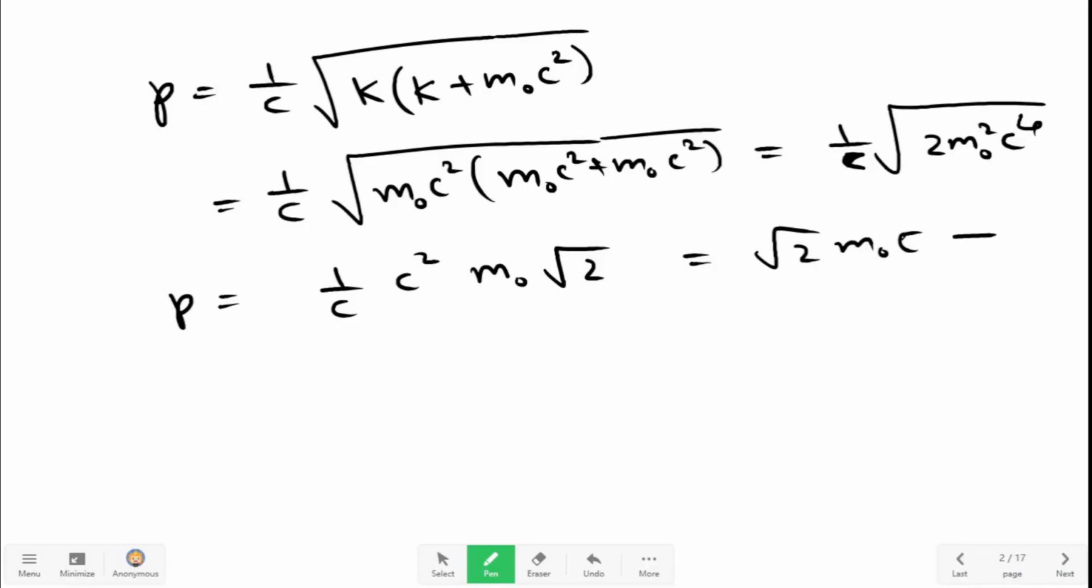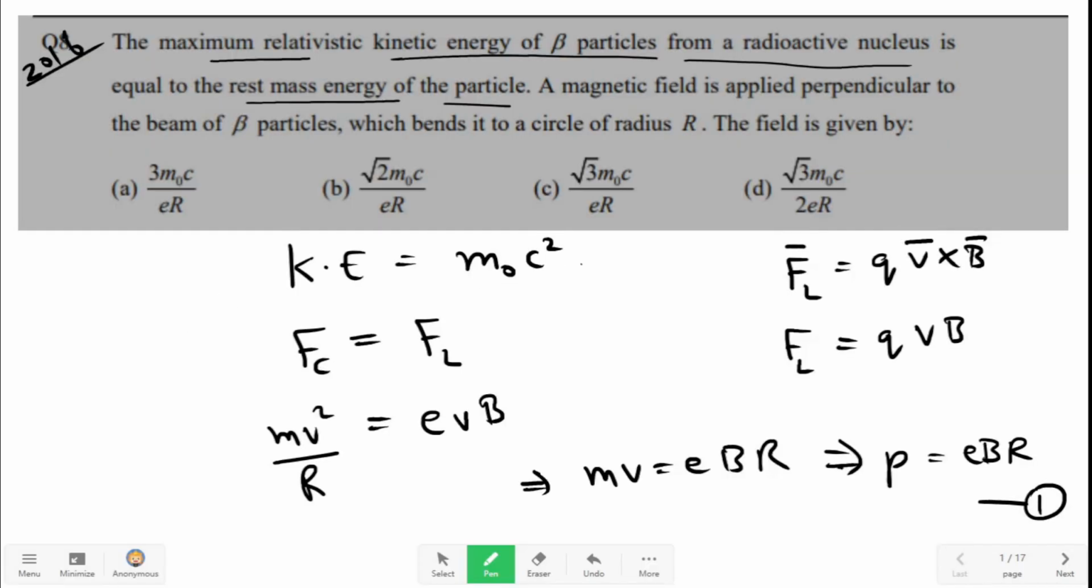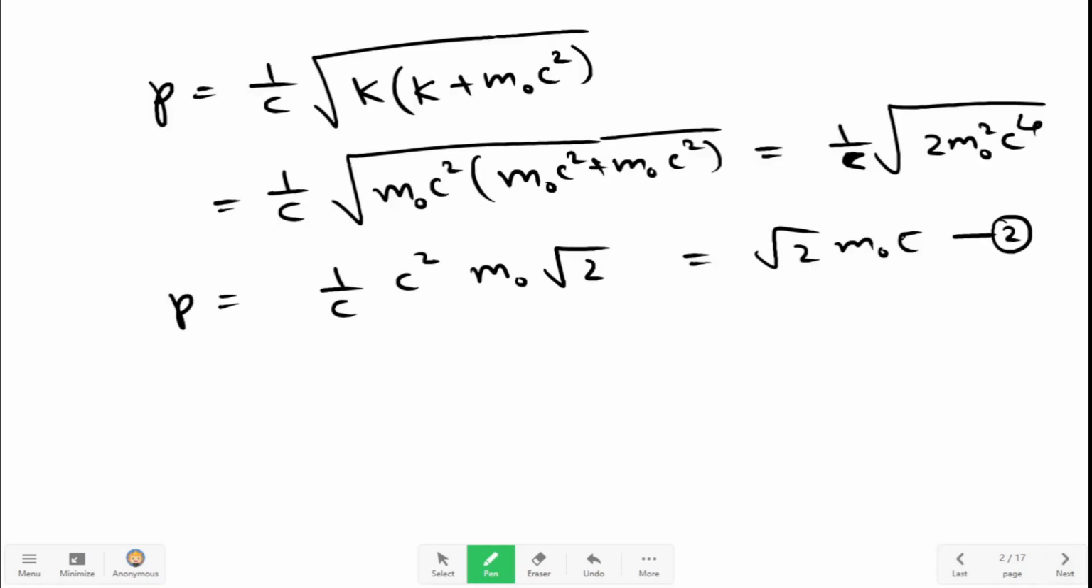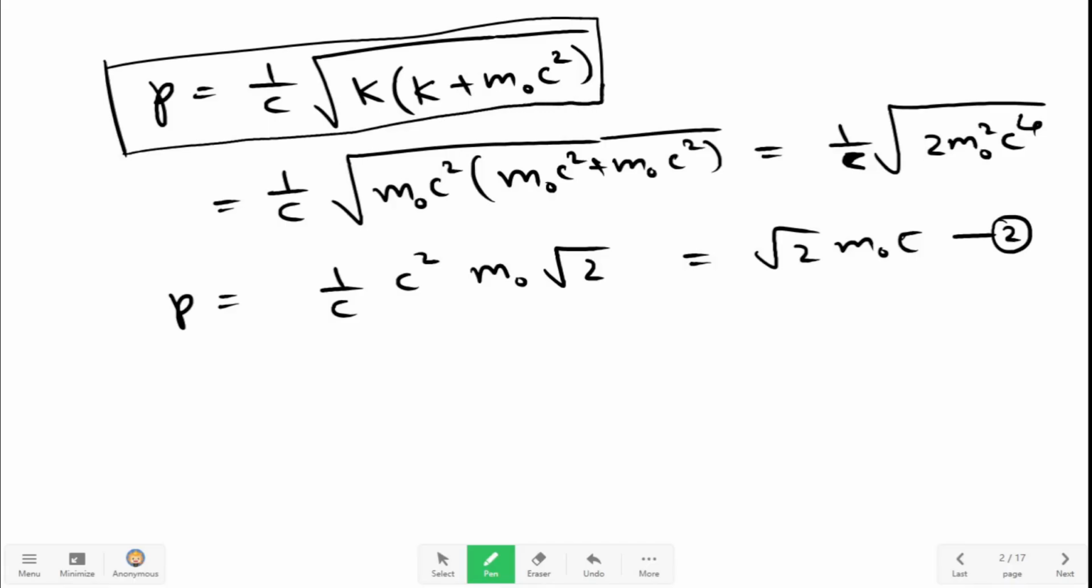This is equation 2. Now, from equation 1 we have momentum is equal to EBR, and from equation 2 we have momentum is equal to root 2 m0 c. You should remember this formula. This is important in relativistic mechanics. In special theory of relativity, P is given by 1 by c into root of K into K plus m0 c square. Here K is kinetic energy.